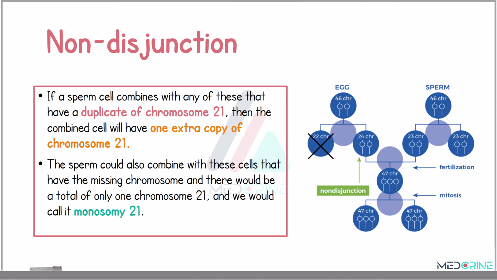Now, if a sperm cell combines with any of these that have a duplicate of chromosome 21, then the combined cell will have an extra copy of chromosome 21, and in other words, we will be having a trisomy 21. The sperm could as well combine with these cells which have a missing chromosome, and if that is the case, there would be a total of only 1 chromosome 21, which we can call a monosomy 21.